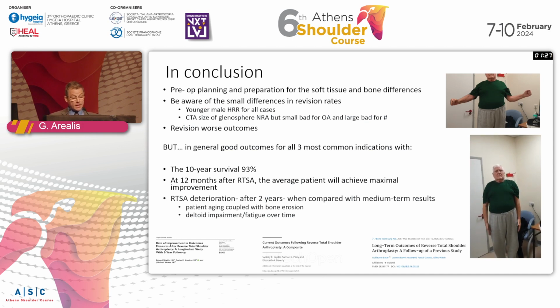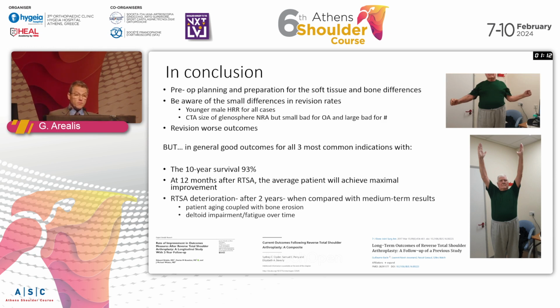So pre-planning is very important. You have to prepare to restore all the soft tissue and the bone deficiencies. You have to be aware of the small differences. Young male patients, you always have to consent them for a higher revision rate. And revision will always have a worse outcome than a primary reverse. But in general, the 10-year survival rate is quite good. It's about 93%. So it's a very good procedure to plan for your patients.